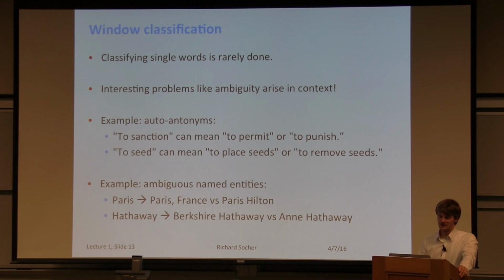And of course, there are other simple words, like ambiguous named entities. Paris could be Paris Hilton or the Paris of France. Or Hathaway could be Berkshire Hathaway or Anne Hathaway. So it might be an organization, it might be a person. All of these are very ambiguous, and we only know what they really are in context.